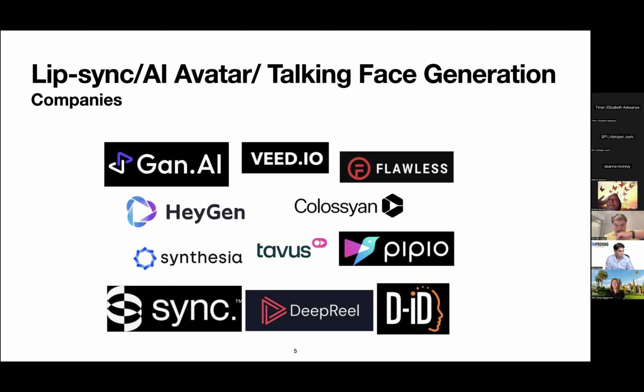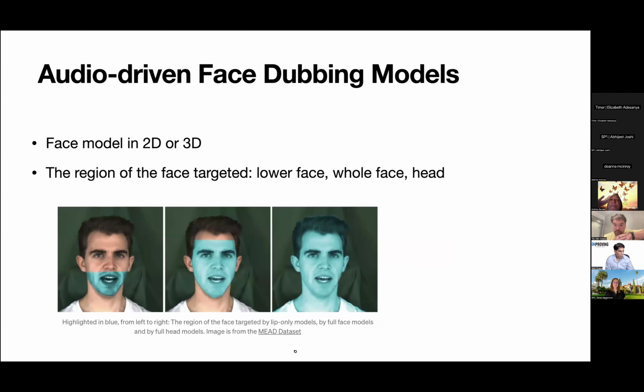And it's very popular, and there are a lot of companies that sell solutions, and you may use them for your own applications. Face dubbing is also a very popular research topic, so there are a lot of papers published that develop different models. Those models can also be categorized based on the face model they use, whether it's 2D, so it means one frame, one picture of a person's head, or a three-dimensional model.